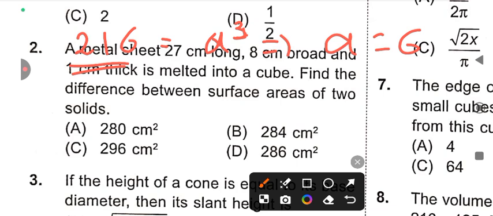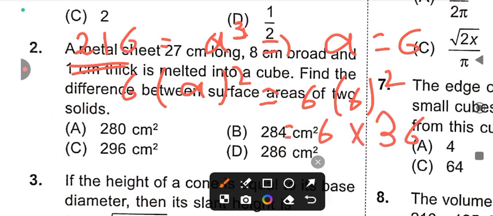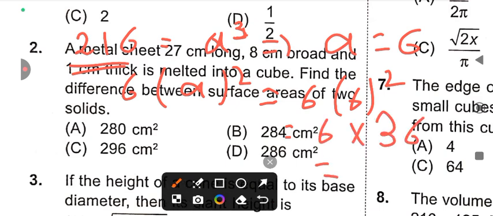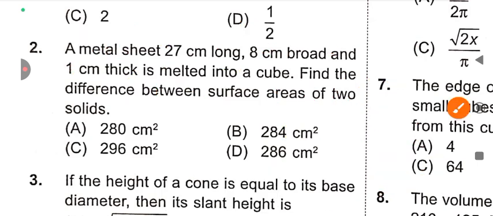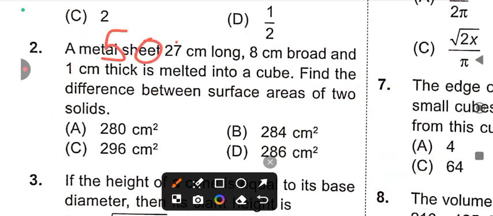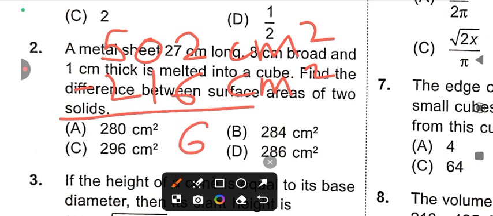Now the surface area of cube would be 6a square, so 6 into 6 square, which is equal to 6 into 36, which is finally 216. Now finding the difference, we found 502 centimeter square, and this is 216 centimeter square. So the answer is 286 centimeter square.